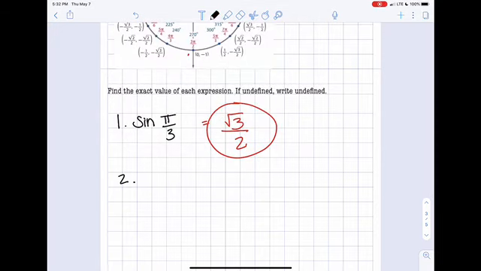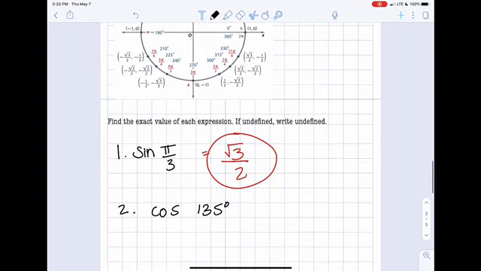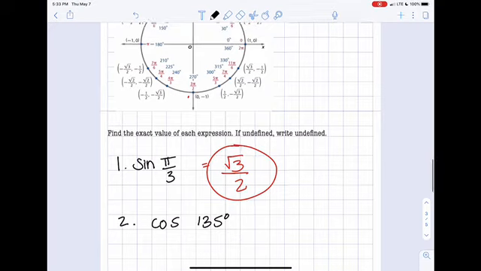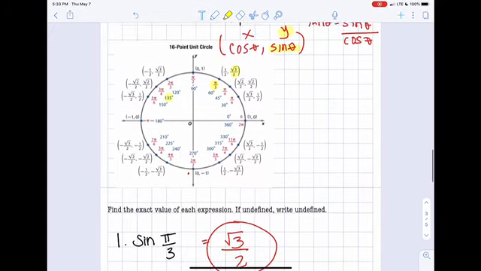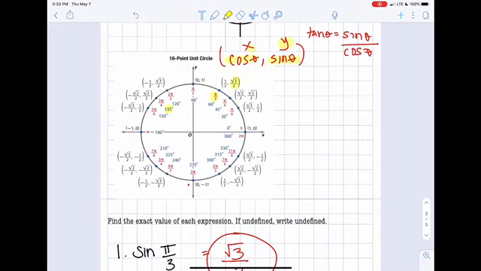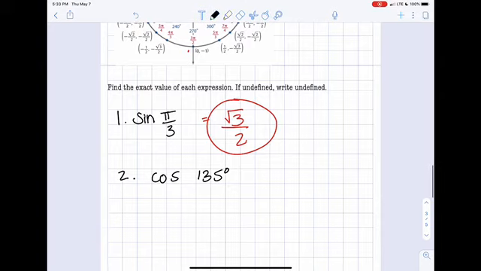So pretty straight up, let's do cosine of 135 degrees. So first step again, step 1, locate 135 degrees. That's here in the second quadrant. This is cosine, so I know cosine is my x value. So I'm going to look at the x value for this point here, and that's negative square root 2 over 2. Negative square root 2 over 2 is my solution.